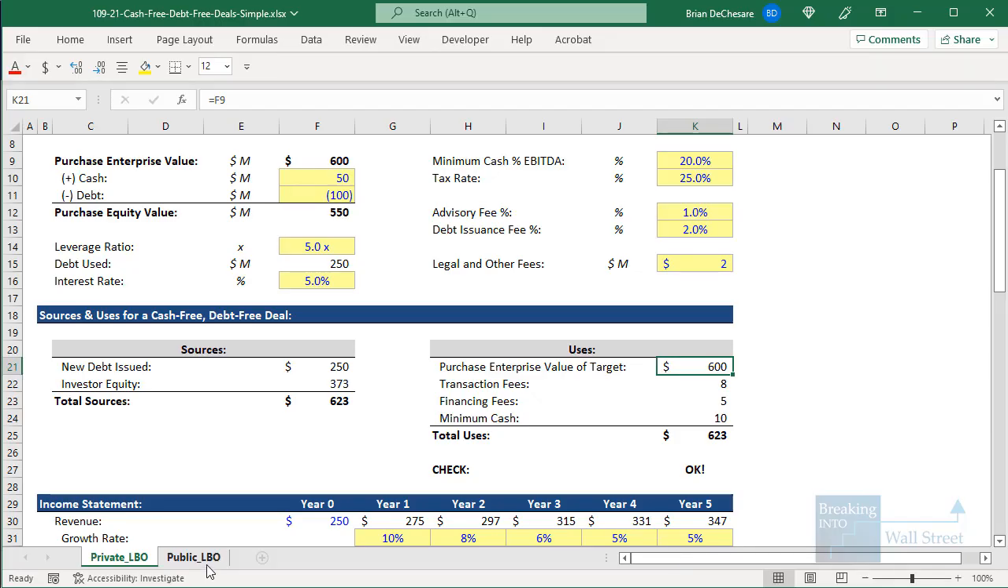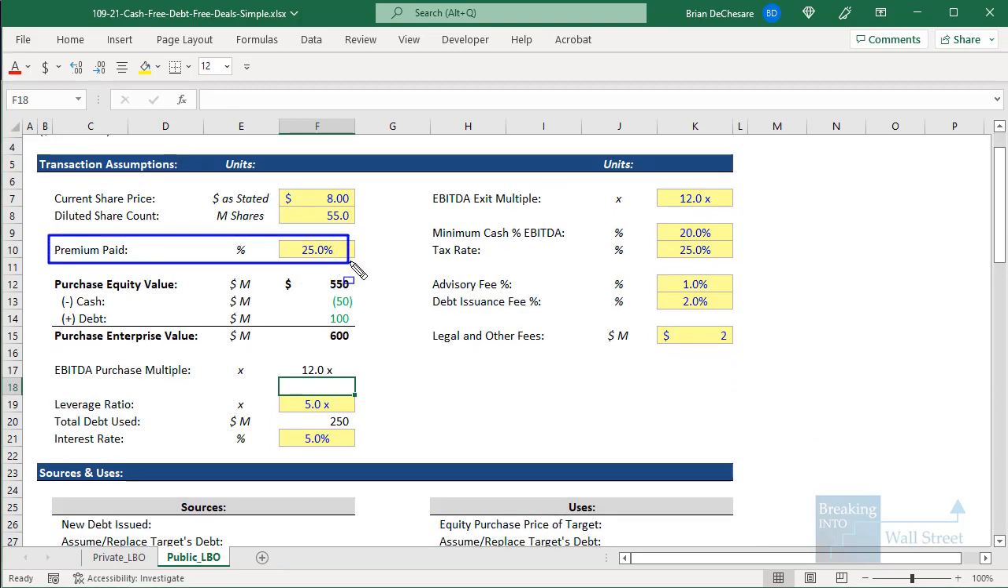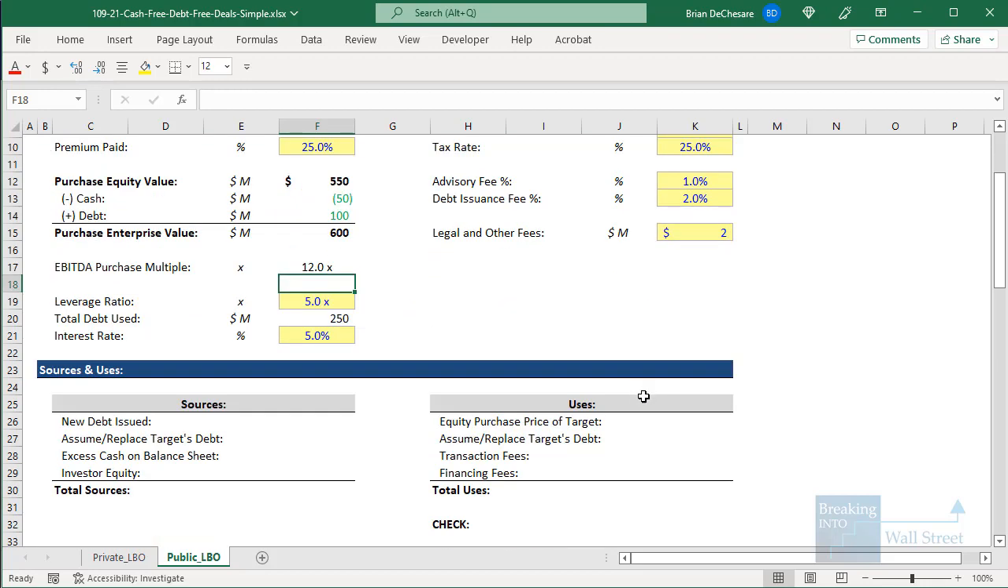So let's go in and take a look at the public LBO tab right over here. This is based on a premium to the company's current share price, and purchase equity value rather than purchase enterprise value is the key driver. So equity purchase price of target, 550 million. The company has 100 million of existing debt.